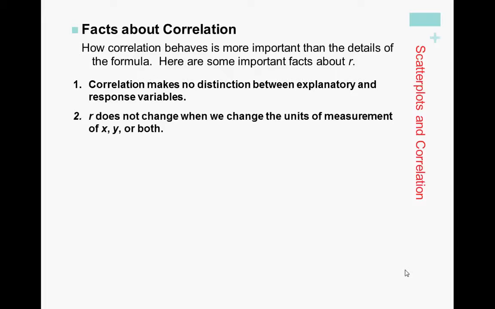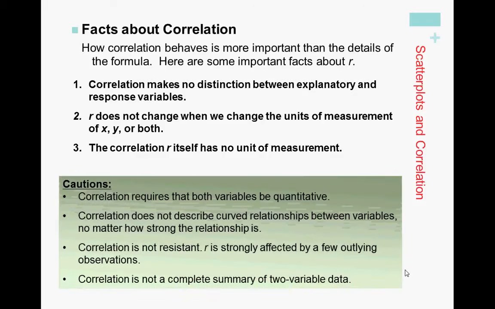And it doesn't change when we change units of measurement of either one or both. So for example, if we're talking about a length in feet and we convert it to meters, that doesn't change the R. Units of measurement have no effect on the value of R. And there's no actual unit of measurement for correlation. So beware. Correlation does require that both variables be quantitative. We can't do it with variables that are not quantitative.